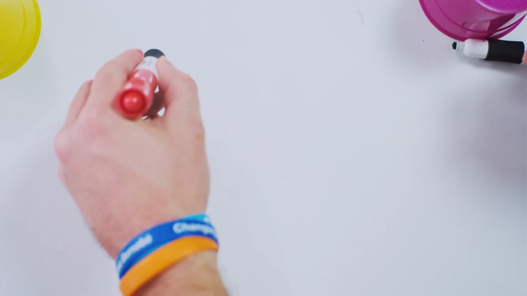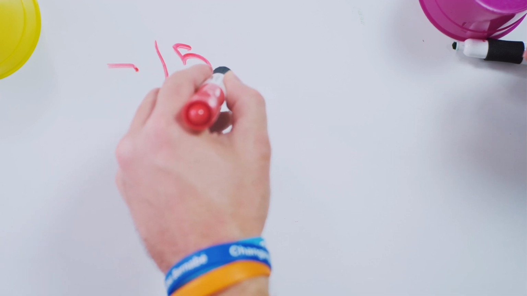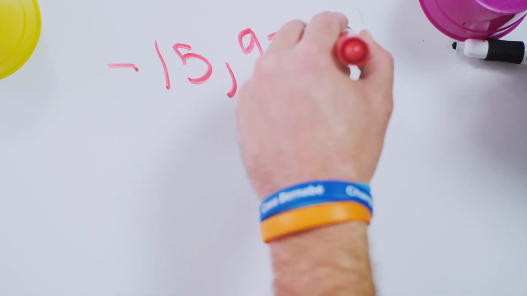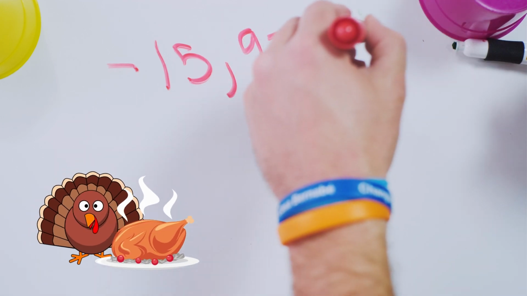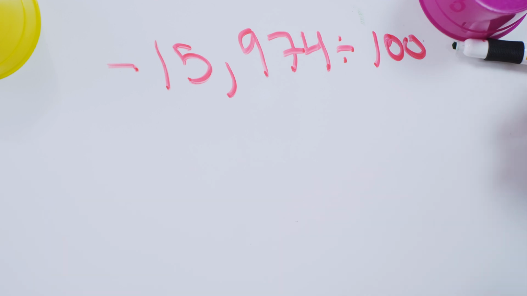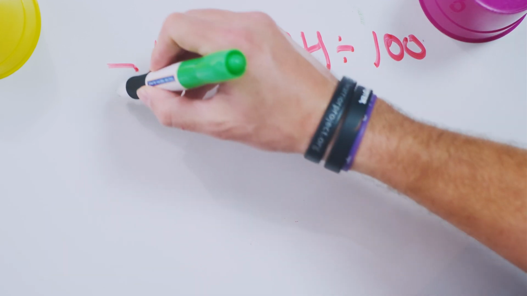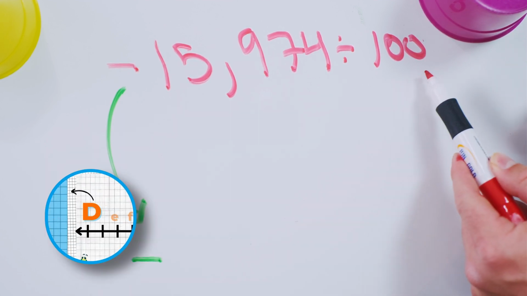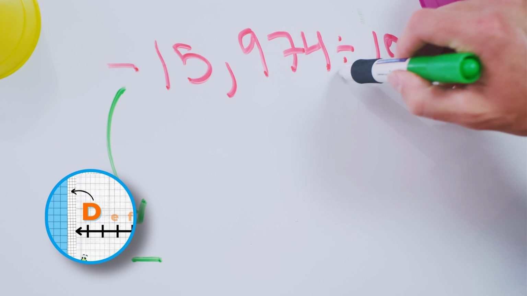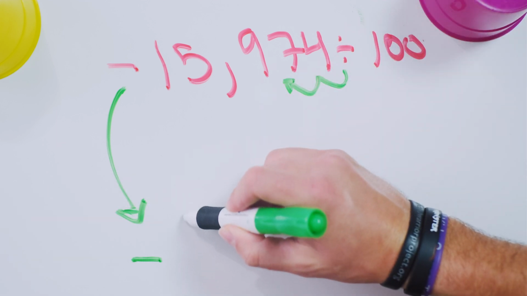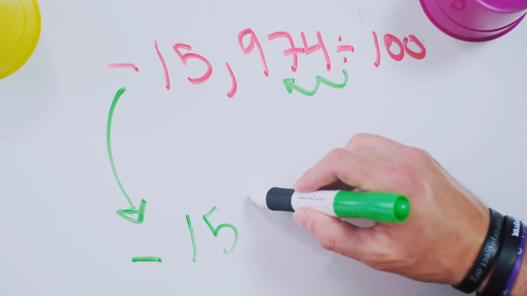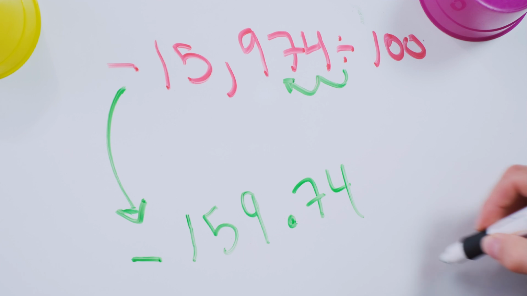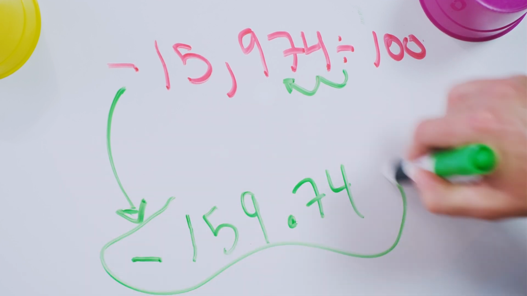Okay, now we gotta give you something really scary. Negative 15,974. And let's divide this turkey, gobble gobble, by 100. Don't worry about that negative sign. We're gonna bring that down here. We'll deal with him later. Now, you have 2 zeros here, so you're gonna move the decimal over 2 places. That's all you're gonna do. So this is negative 159.74. That's it. Case closed.